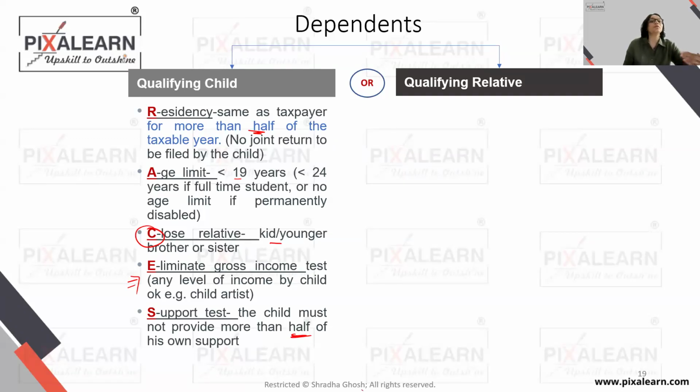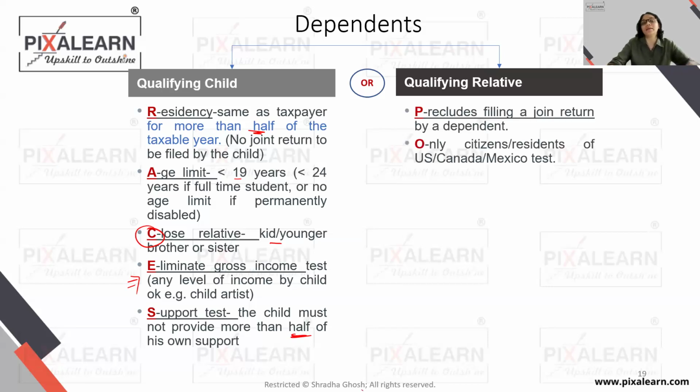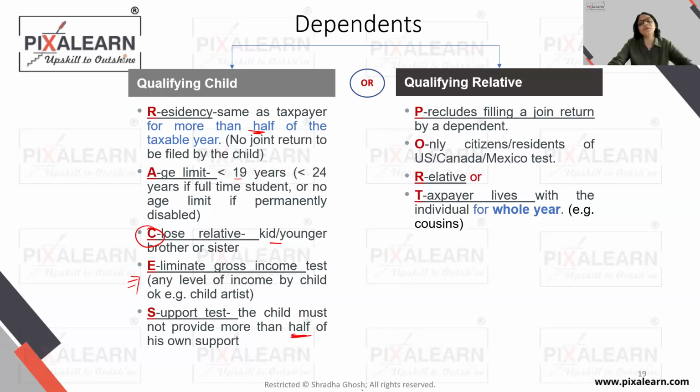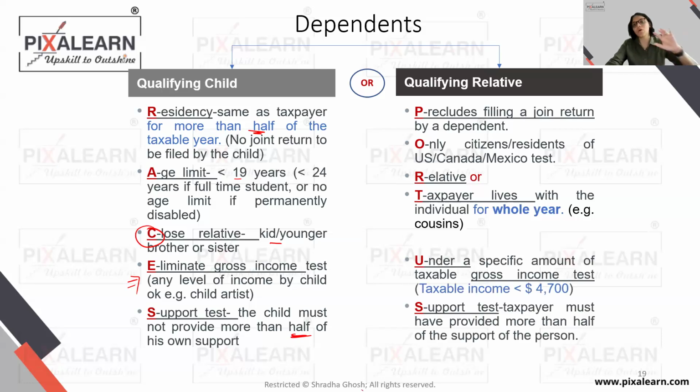If a person does not qualify as a qualifying child, there is still an option of qualifying as a qualifying relative, which is anybody who PORTUS, or the acronym is PORTUS, somebody who ports us to qualify you as a dependent. First, the person should not be filing a joint return with somebody else. The person has to be a citizen of the US, Canada, or Mexico. Either the person has to be related to you, that means some kind of a relation has to be there.